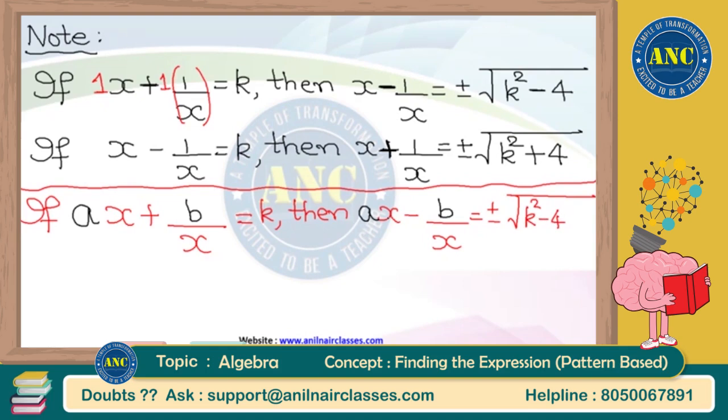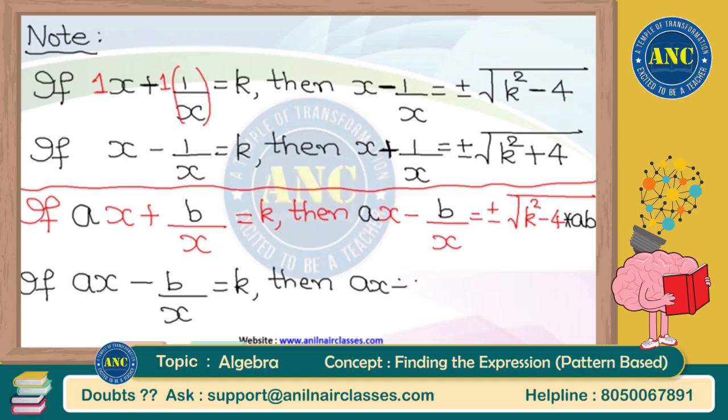When the coefficients of x and 1 by x are not equal to 1 but equal to a and b, this same k square minus 4 becomes k square minus 4ab. And the vice versa is also true. If ax minus b by x is equal to k, then I can find the reverse, ax plus b by x, and it is once again plus or minus square root of k square plus 4ab.